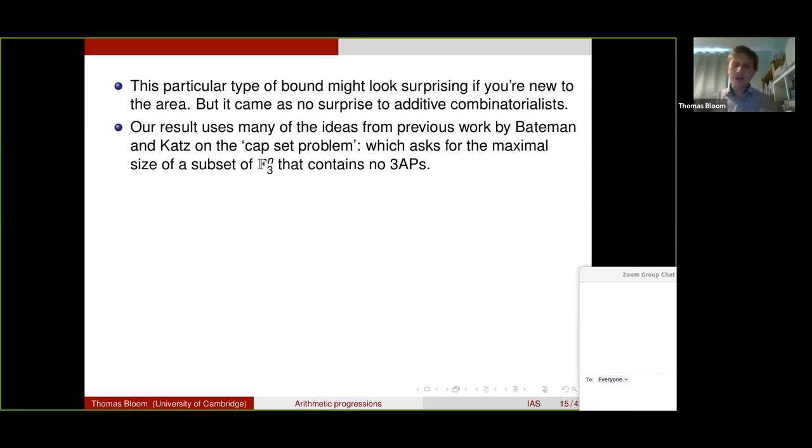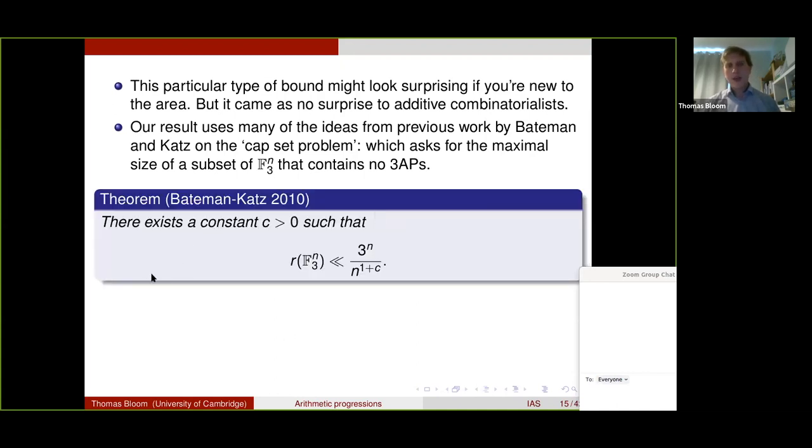Like in F2 to the n, because there's two torsion, this sort of collapses. This is why F3 to the n is, in some sense, the simplest setting to study this problem. And in 2010, they obtained an analogous upper bound for this cap set problem. So if you replace the integers with F3 to the n, then the bound from the previous slide was already proved in 2010 by Bateman and Katz.